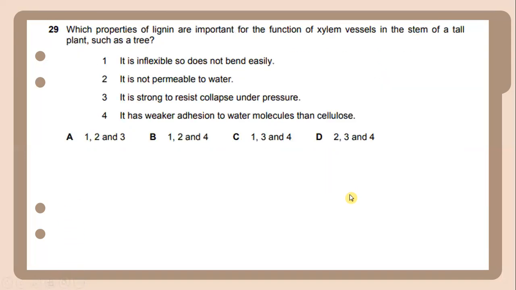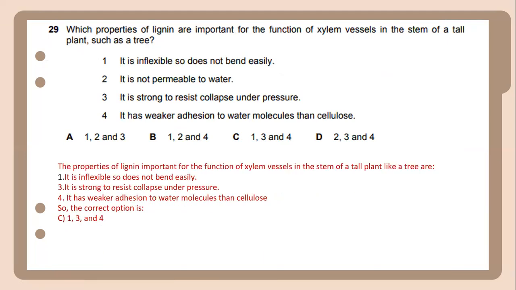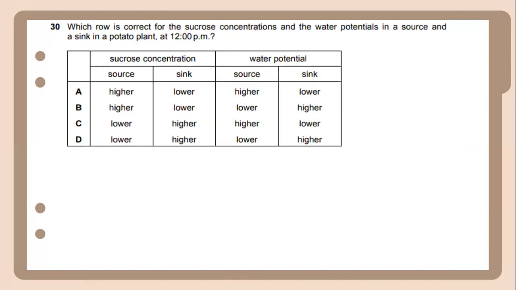29. Which properties of lignin are important for the function of xylem vessels in the stem of a tall plant such as a tree? 1, it is flexible, so does not bend easily. Number 2, it is not permeable to water. Number 3, it is strong to resist collapse under pressure. And number 4, it has weaker adhesion to water molecules than cellulose. So the answer will be 1, 3, and 4.